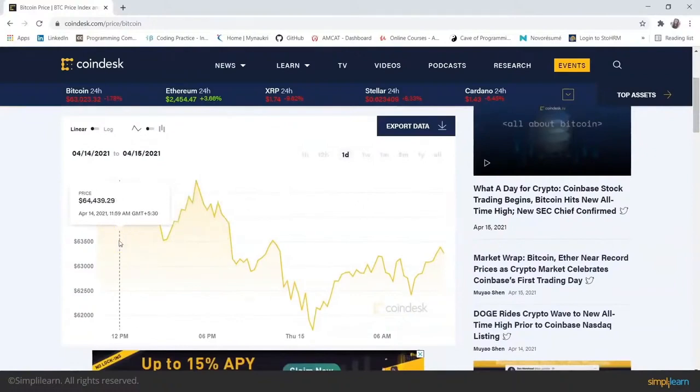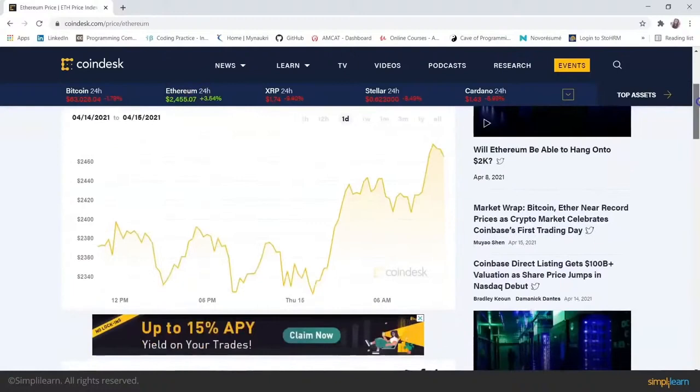This graph shows the gradual change in the price of Bitcoin. It started from $64,439.29 on April 14 at 12 p.m. And right now, by April 15 at 6 a.m., it is at $63,189. The rate of change is minus 0.46%, which shows the change in the price of Bitcoin per hour. Let's have a look at this graph of Ethereum 2.